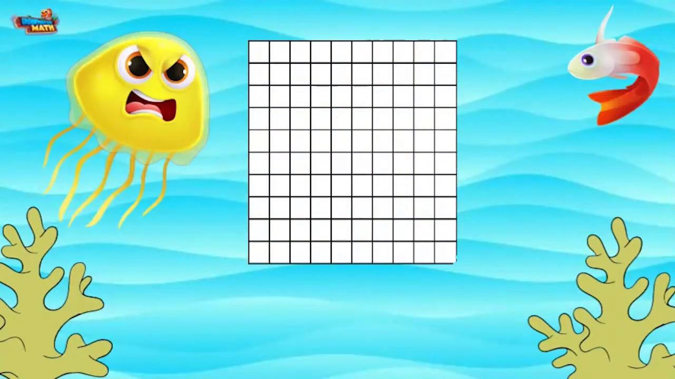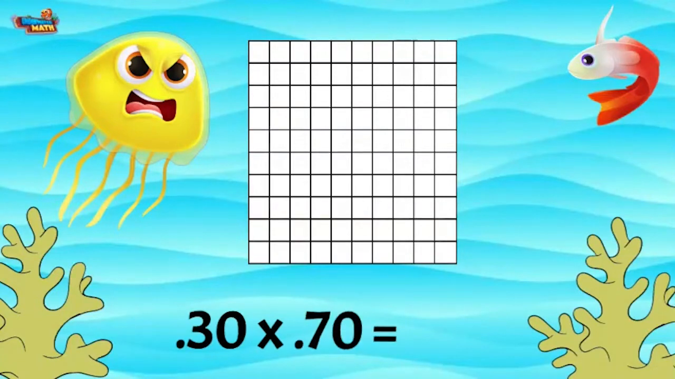For this lesson, this model represents one whole. It is made up of 100 squares. Let's show them how to multiply 30 hundredths by 70 hundredths. Blaze, start by representing 30 hundredths using blue.